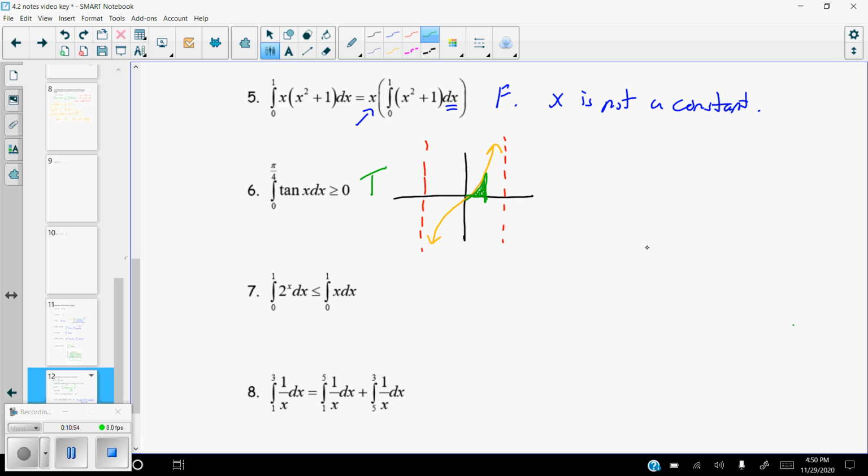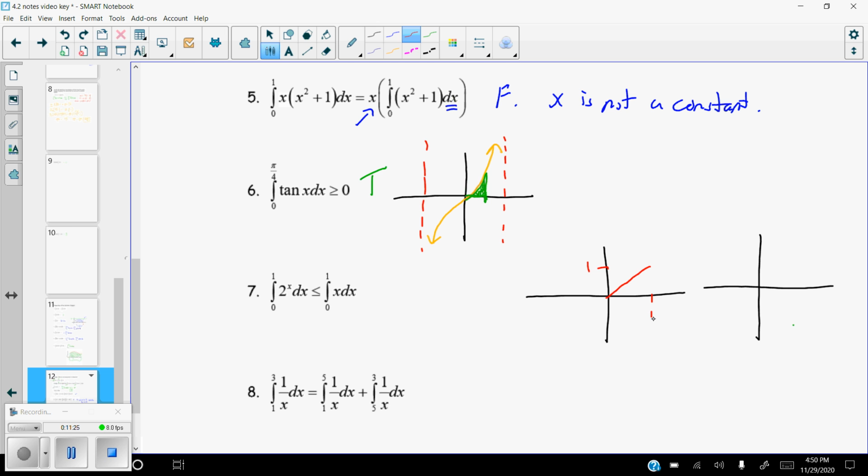Okay, number 7 is a little more challenging because you really do need to know these graphs. So we'll do two separate ones. It says that the integral from 0 to 1 of 2 to the x is less than or equal to the integral from 0 to 1 of x dx. So if we were to draw, first of all, x looks like this. From 0 to 1, we'll call this 1.